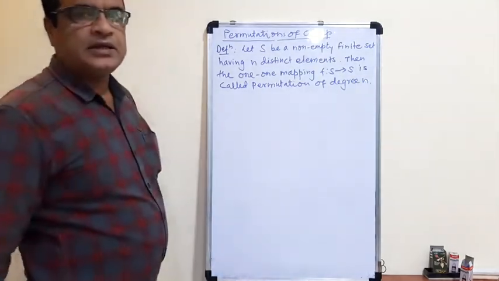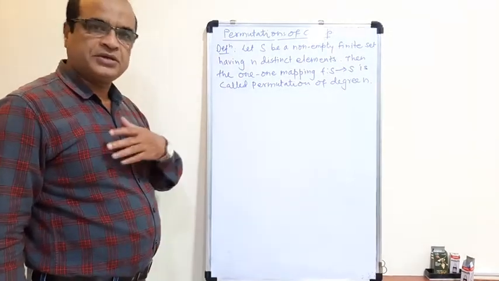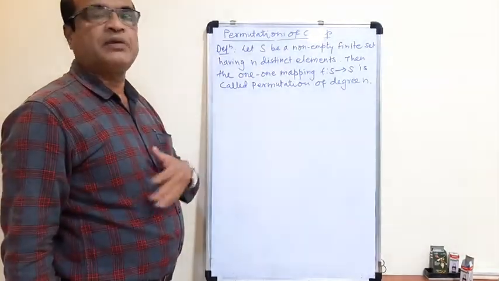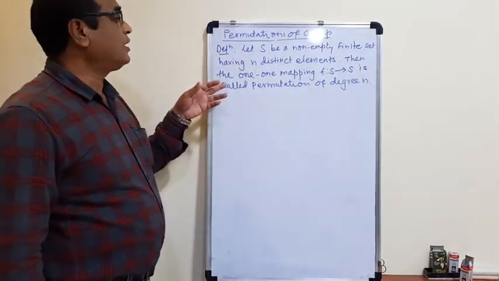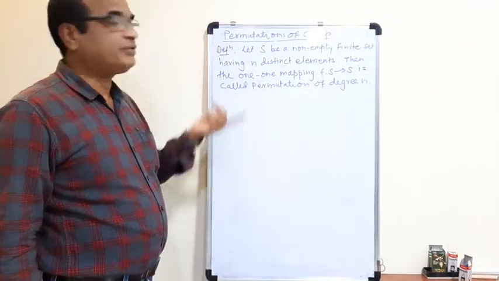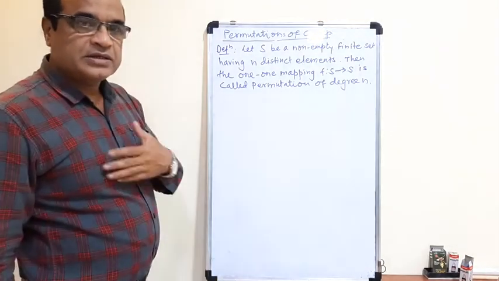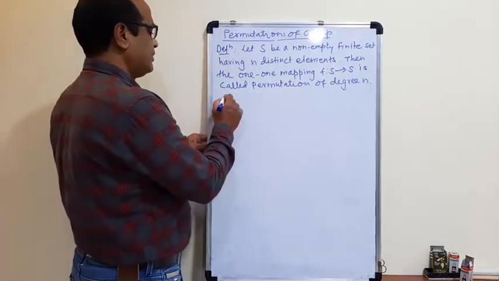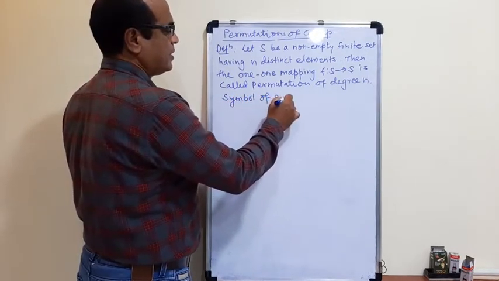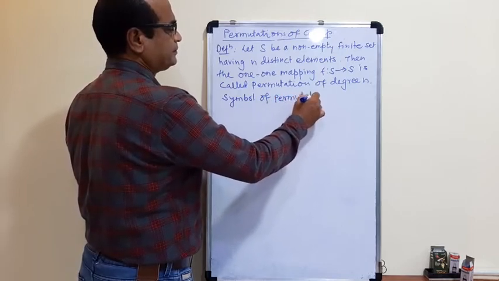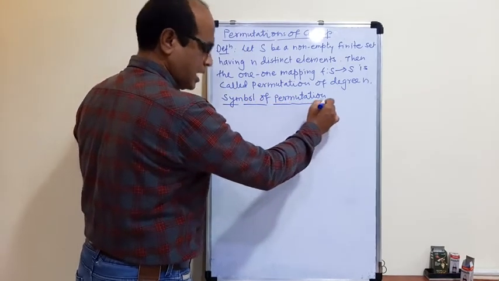Okay. So what is the permutation of a group? What is the definition? Let S be a non-empty finite set of n distinct elements. Then the one-to-one mapping F from S to itself is called a permutation of degree n. So what is the symbol of permutation? How to denote the permutation here?